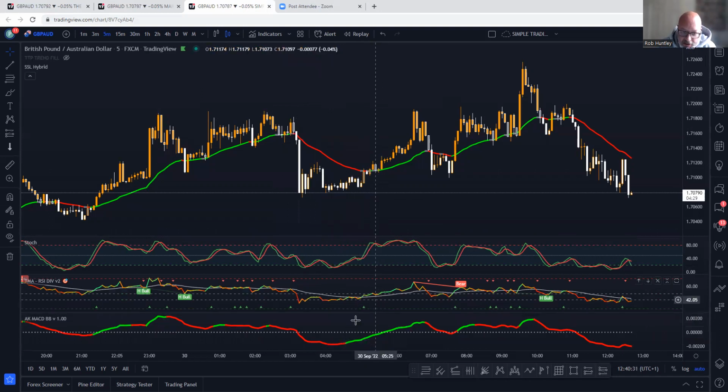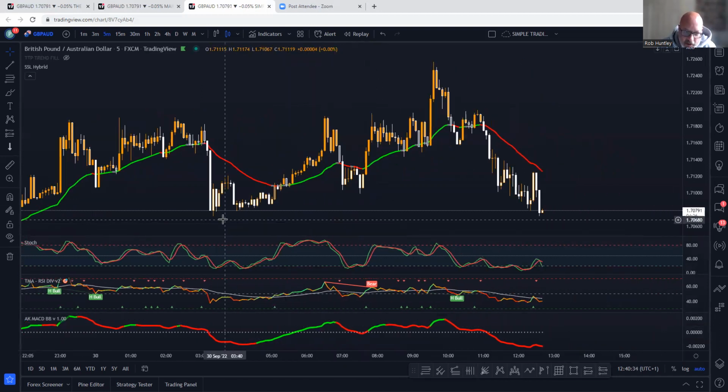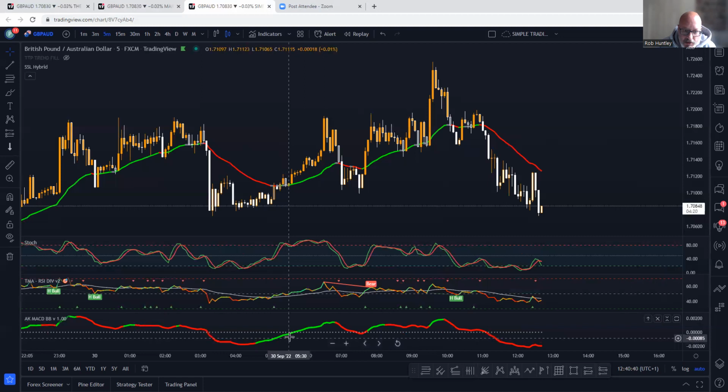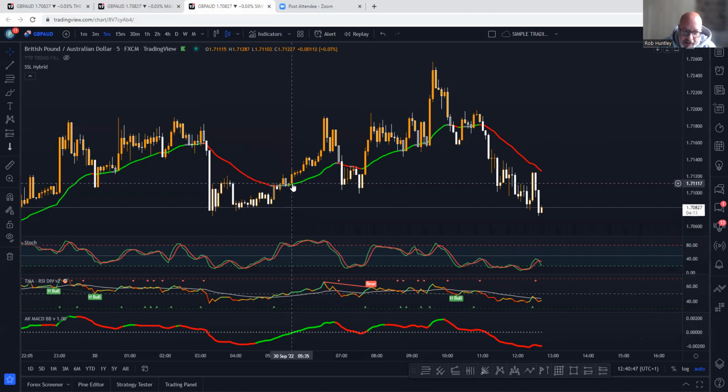So actually in this particular example, let's move that way a bit because the arrow's in the way. In this particular example, the MACD had changed green there, but it didn't cross the midline until that point there. So we're looking at this candle here for our opportunity for buys.